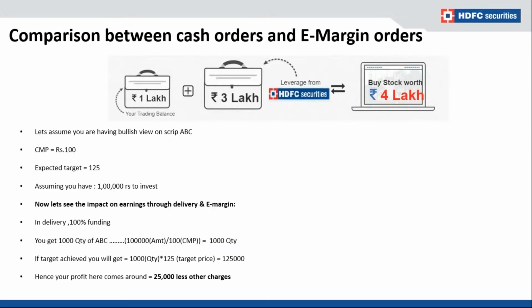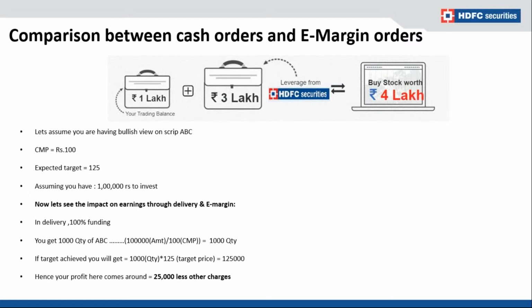That's a comparison between cash orders and e-margin orders. So basically, let's assume you have a stock of ABC. The current market price is 100 rupees, and you are expecting a target of 125. So let's take the example of cash first, then we will discuss the e-margin. You have 1 lakh rupees in your trading balance account, and the current market price of the ABC script is 100 rupees, with your expected target at 125.